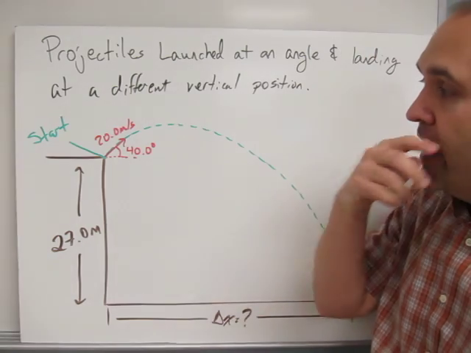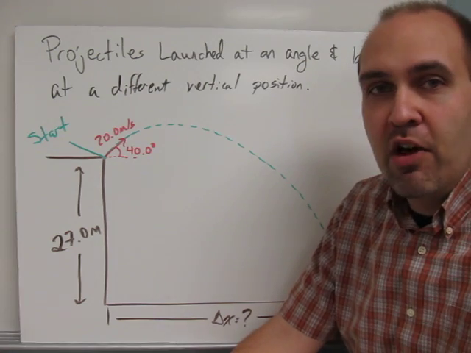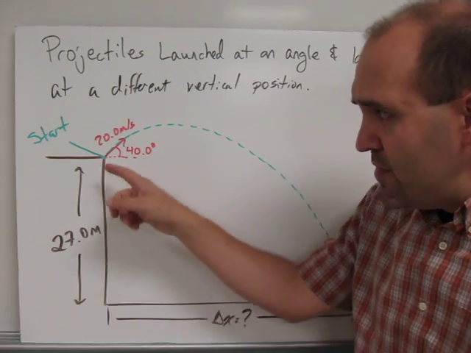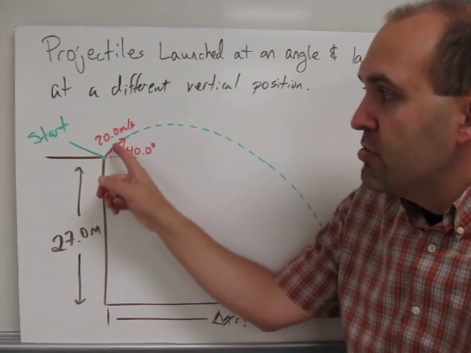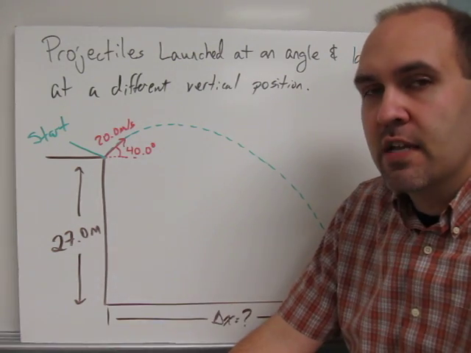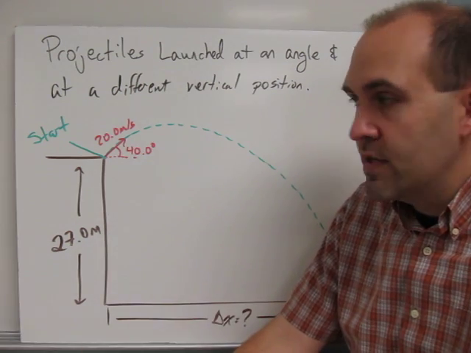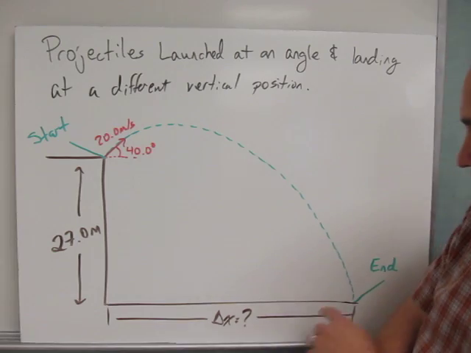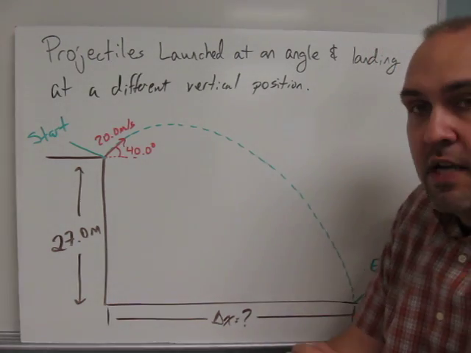So let's imagine that we have a projectile that's launched from the edge of a cliff. Cliffs play prominent roles in physics. And let's say that cliff is 27 meters high, and the projectile is launched at 20 meters per second, about 40 miles an hour, at an angle of 40 degrees with the horizontal. Where does that projectile land? How far away from the bottom of the cliff does that projectile land?